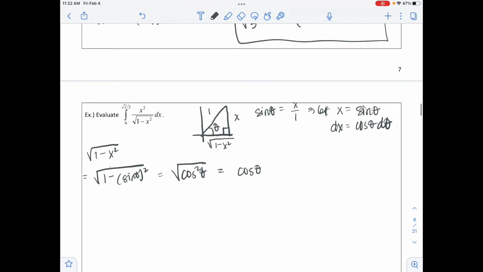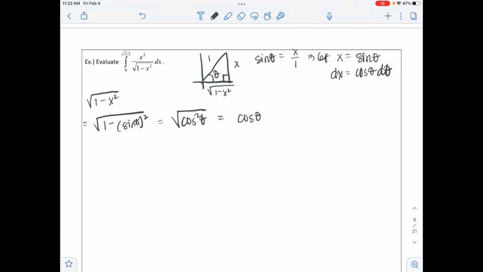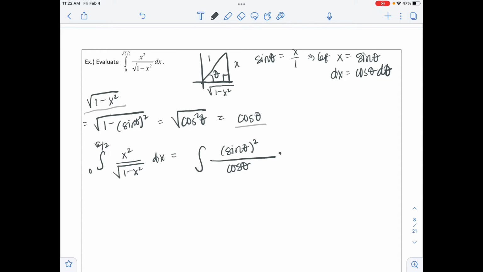And so now our integral, which was from 0 to rad 2 over 2 of x squared over the square root of 1 minus x squared dx, is going to become, and x again is sine, so we have sine of theta squared over, and then the square root of 1 minus x squared, we arrived at cosine of theta. And then dx we have as cosine of theta d theta.